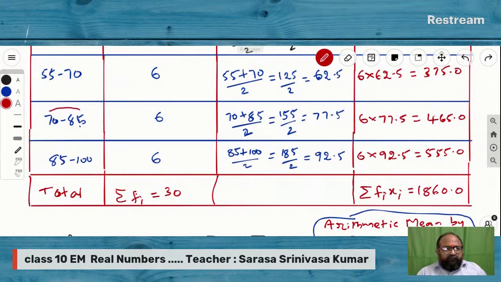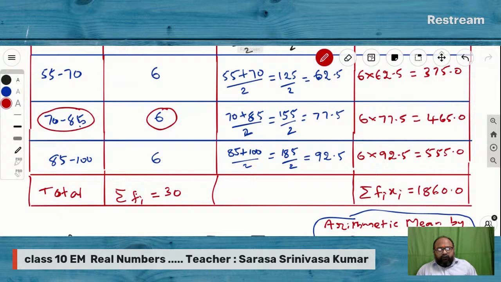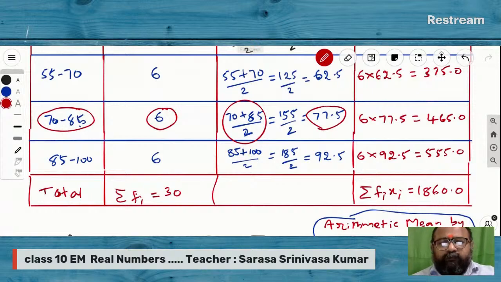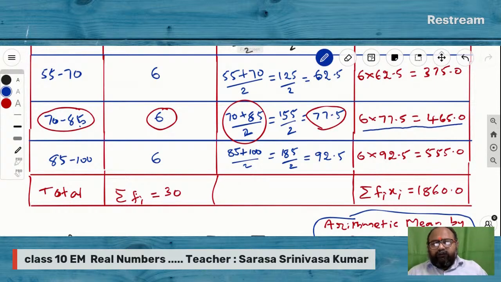Next class interval is 70 to 85. In the 70 to 85 class interval, there are six students. Now we find class marks by lower limit plus upper limit by 2. Here lower limit is 70, upper limit is 85. 70 plus 85 by 2, we get 77.5. Now the last column is calculated by multiplying the second column and third column. 6 multiplied by 77.5, that equals 465.0.